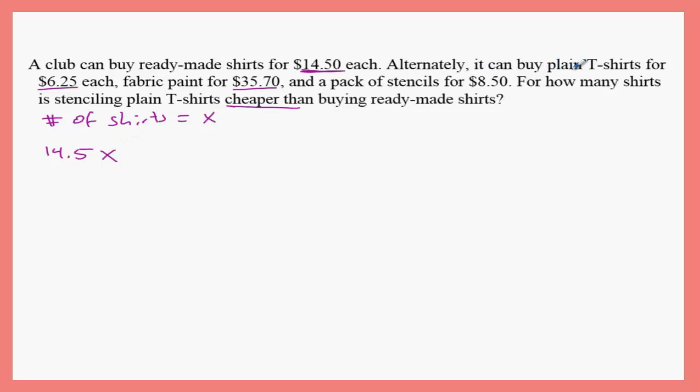Alternately, it can buy plain t-shirts for $6.25. You're looking for which one is cheaper. So at how many shirts is this amount greater than the plain shirts? Okay, plain t-shirts for $6.25 each. Each means x. This is $6.25 for each shirt.